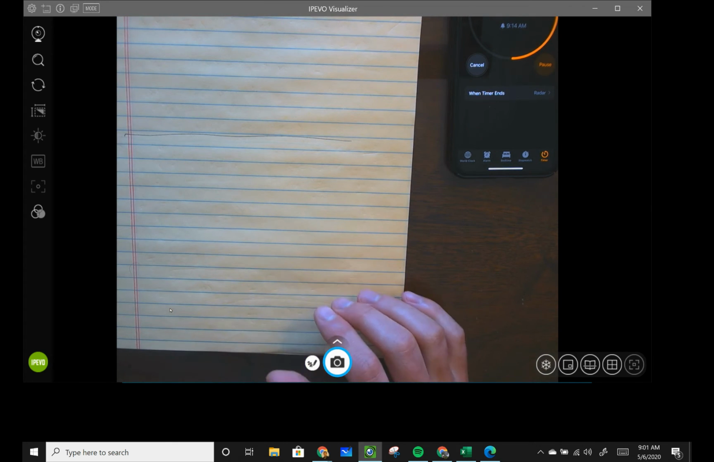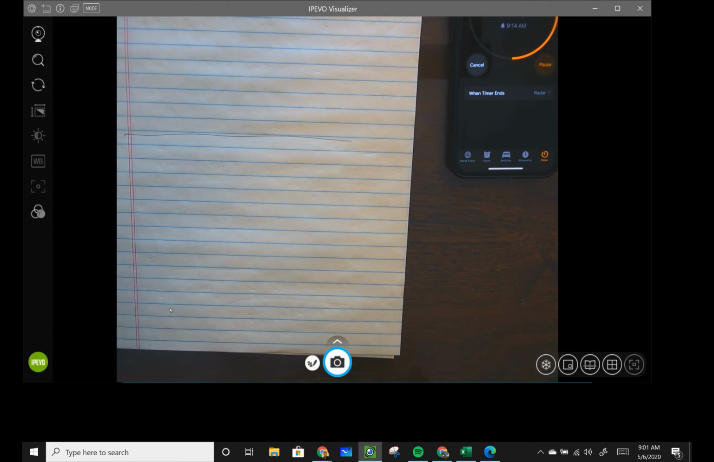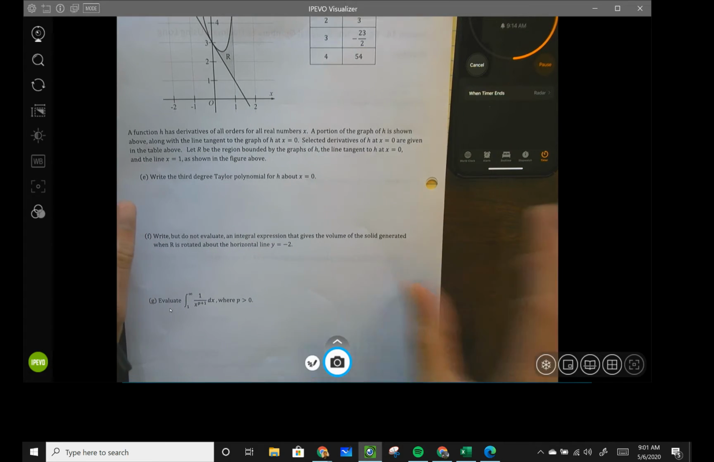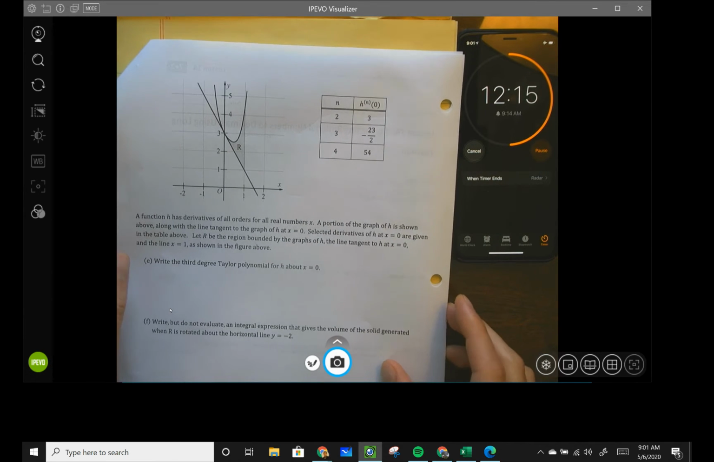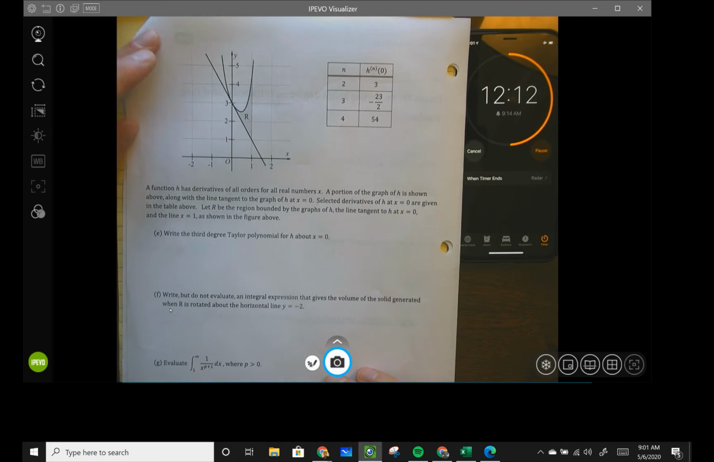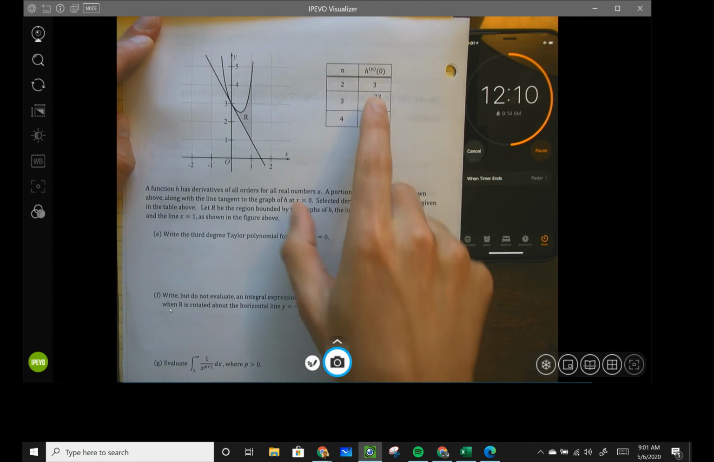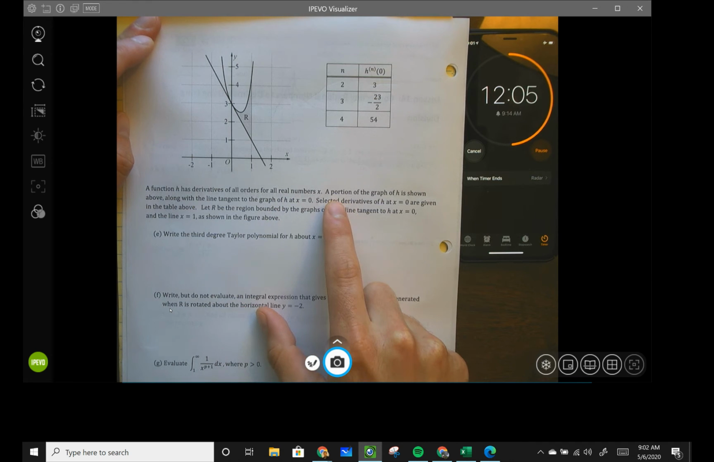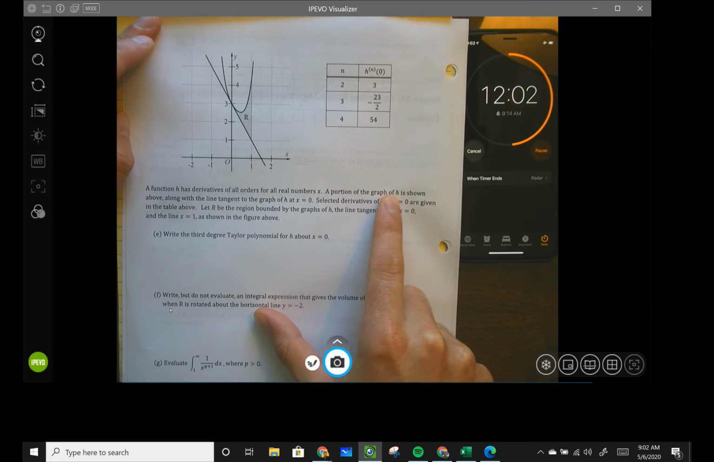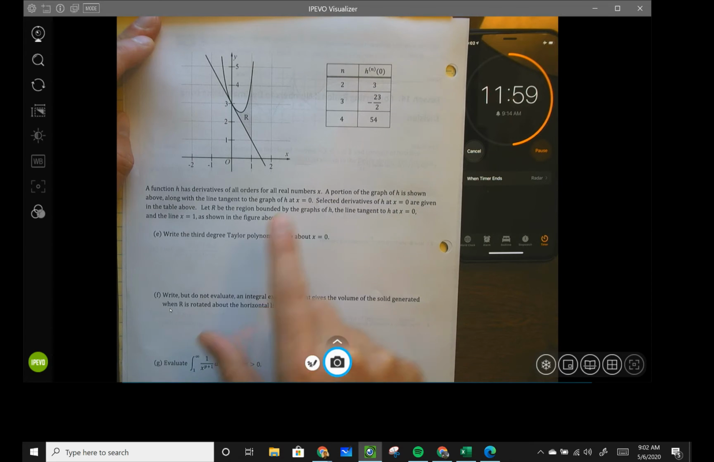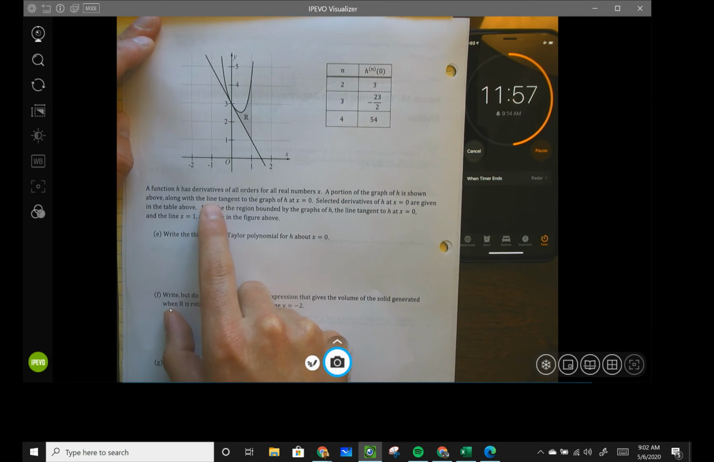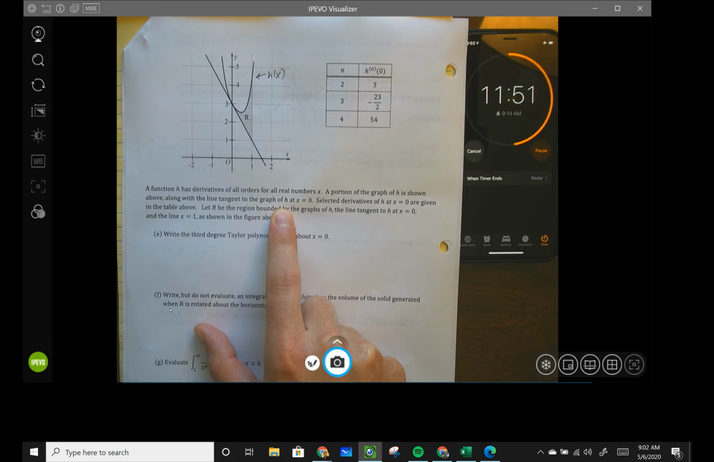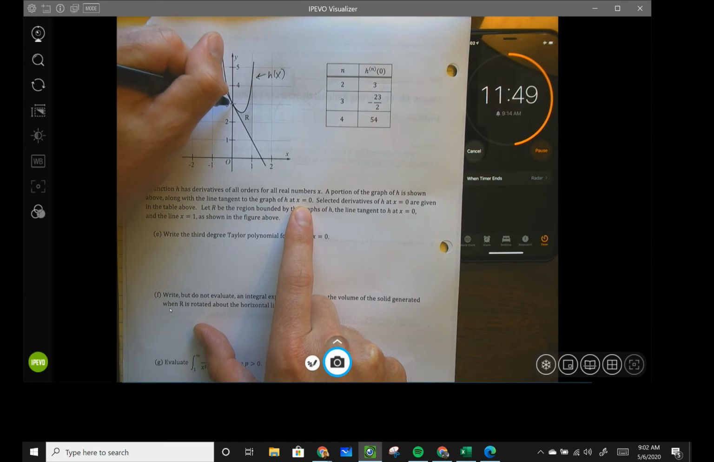Okay, we've got 12 minutes to do a couple more problems. And it now gives us a new set of problems, actually. So let's take a look at that real quick. All right, so we've got a new function h. You can take derivatives of it. The graph of h is shown above with the line tangent to the graph of h. Okay, so h is this curvy function, and this is the tangent line at x equals 0.